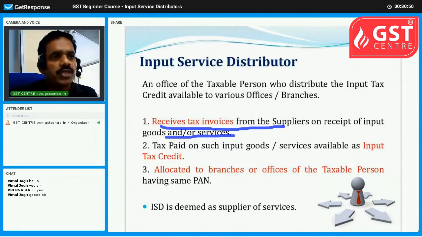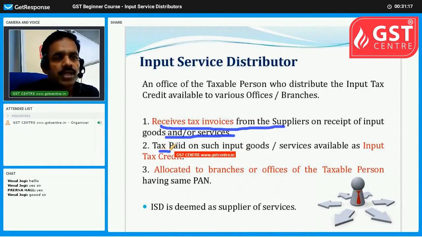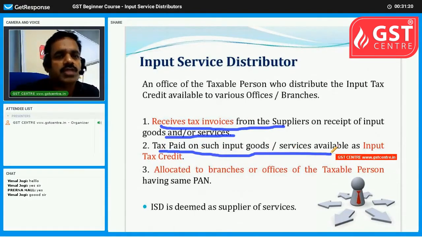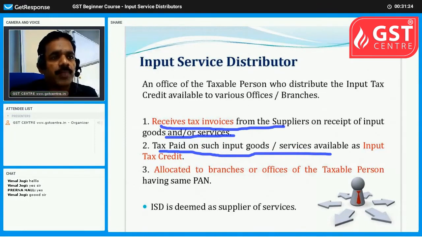Means input service distributor will be an office of the organization. It will be a small office itself which does all administration works. So the first task for them will be receiving tax invoices from the suppliers. From which suppliers? Suppliers who are supplying goods or services to the company. Then the important point is the tax paid on such input goods or services, means the tax which is included in the price paid to the suppliers, can be claimed as input tax credit.